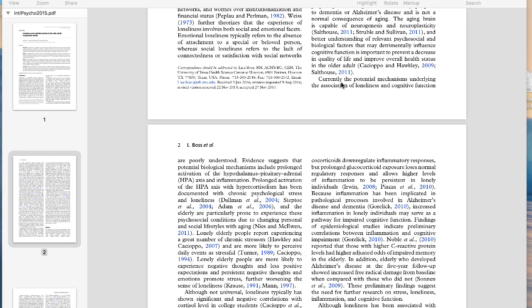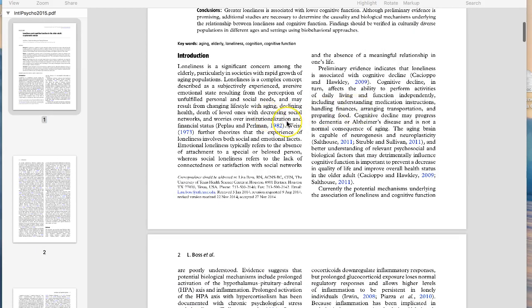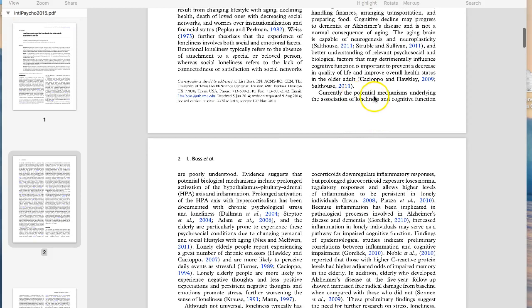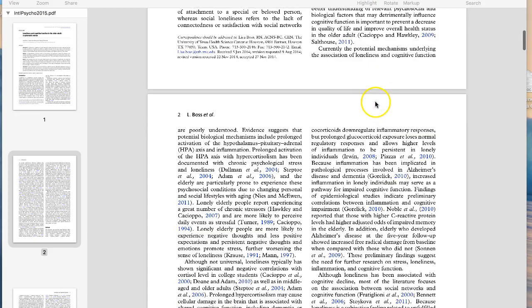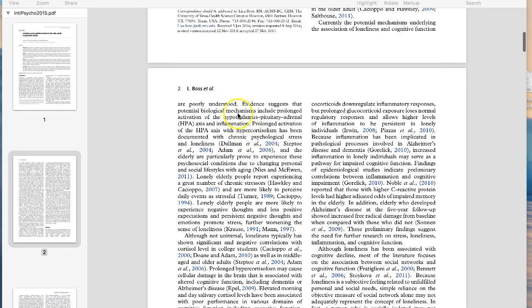So that's where I'm going to dive much deeper and talk about everything in much more detail. So this third paragraph. I've already established there's a relationship between loneliness, cognitive function, cognitive decline, and the elderly. So then I talk about what are the potential mechanisms underlying that association between loneliness and cognitive function. And so I'm starting out saying that relationship and the underlying mechanisms are poorly understood.